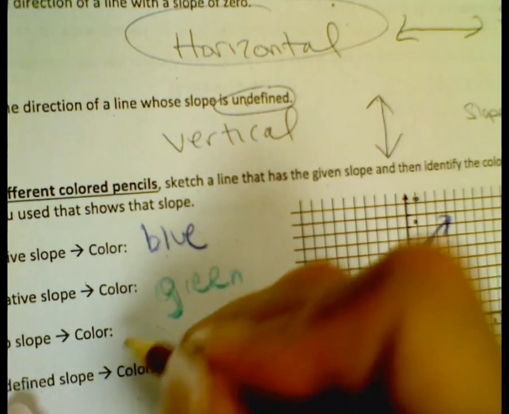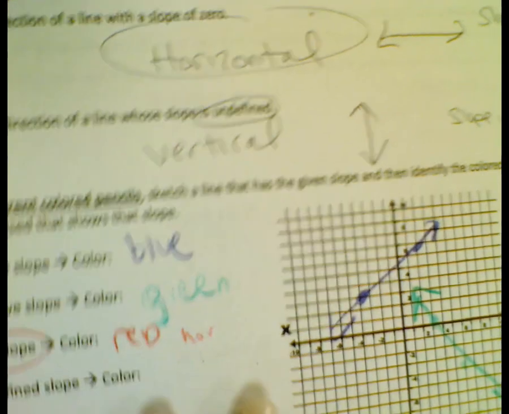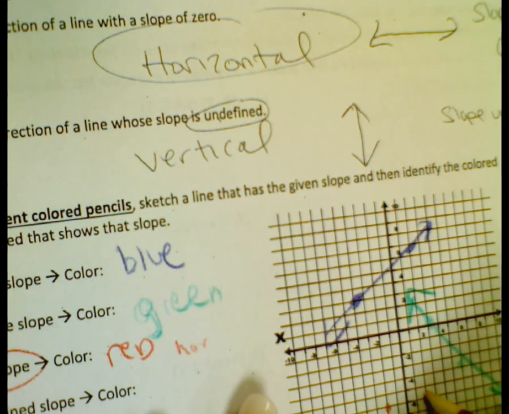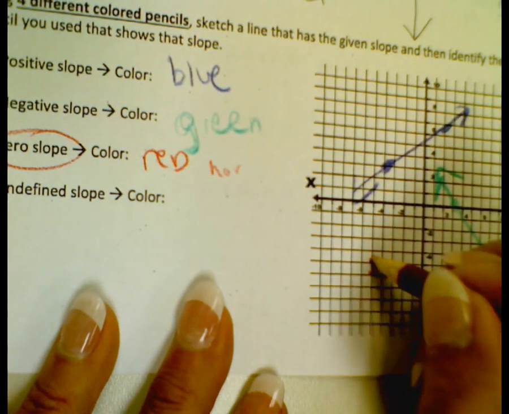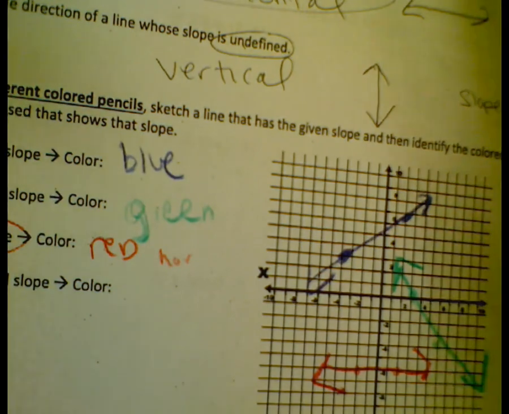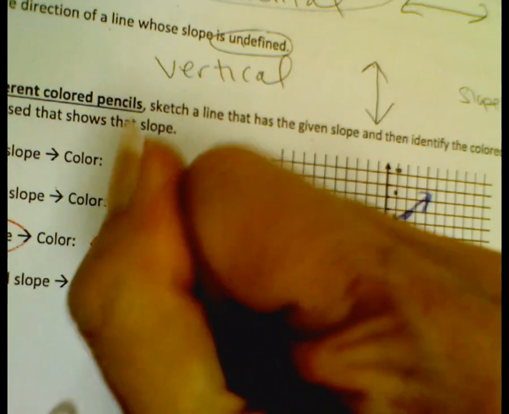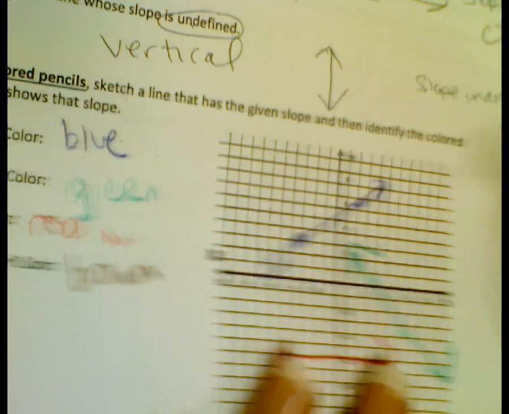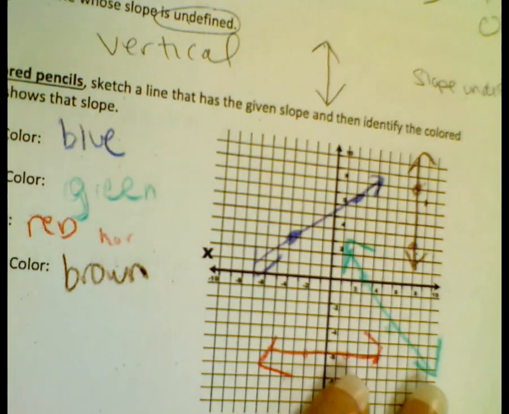Red. I'm going to do a red 0. A 0 slope is horizontal. So just pick 2 points that are straight across from one another. I'm doing it down here. See my 2 red dots? And just draw a horizontal line. That's a 0 slope. And then I need one last color. Let's see, do I have any other colors in here that you could see? Brown. Pick 2 dots. And that's an undefined slope.